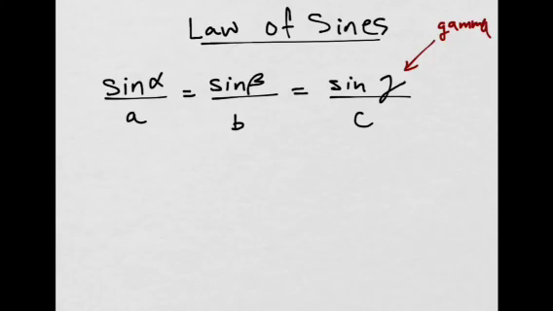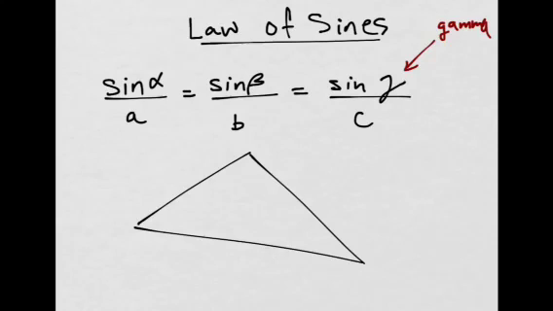So the law of sines says all of these three things, but it has a specific picture, and that picture is any triangle. It doesn't have to be a right triangle. Ooh, that was a good triangle. But here's the key fact about this.